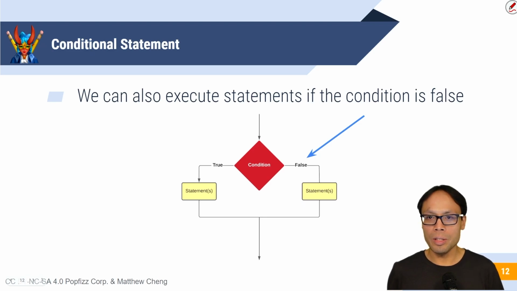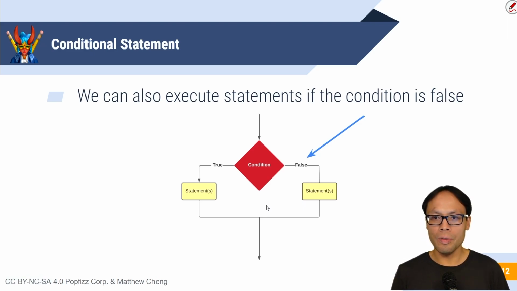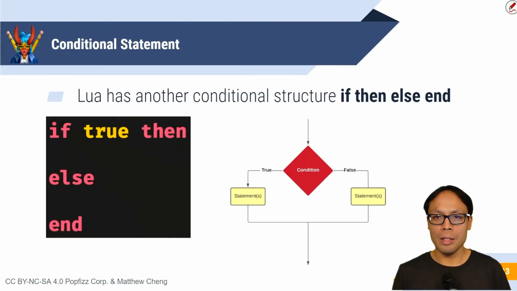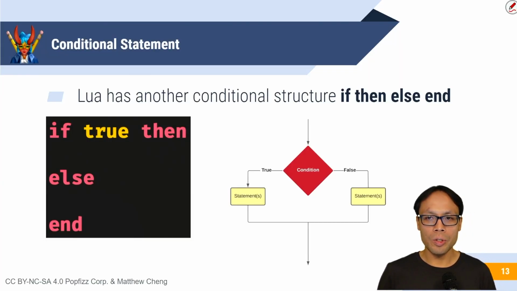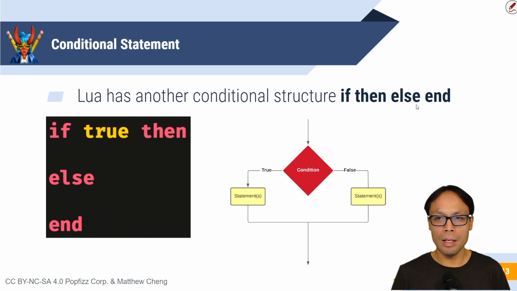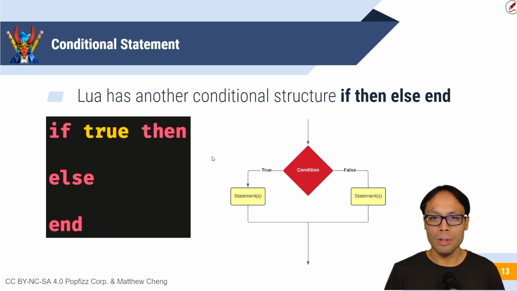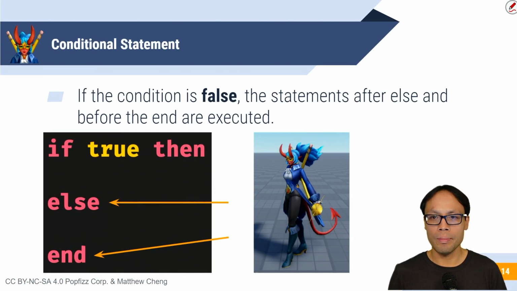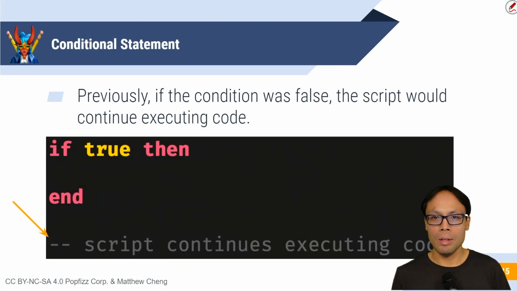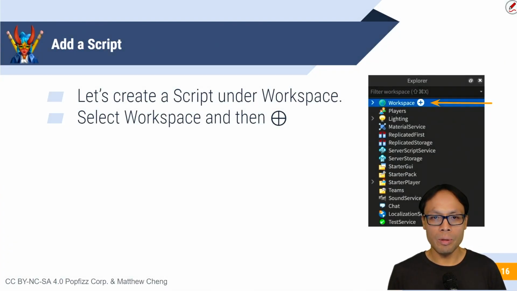Now we can also execute statements if the condition is false. To do that, Lua has another conditional structure called the if, then, else, end. So again, if the condition is false, then we're going to go to the else part over there. Previously, if the condition was false, the script would just simply continue executing code if there were any afterwards. But this time we're going to be adding some code for the else.